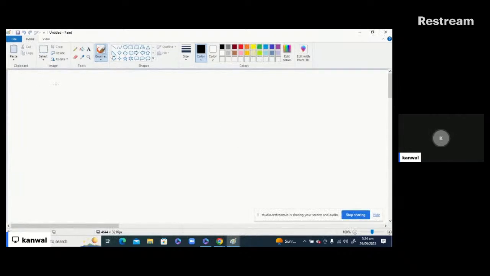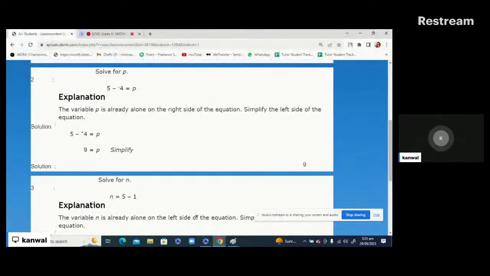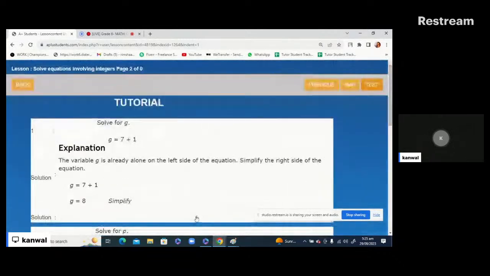Alright, let's do this one. 7 minus into minus 3, that is equal to x. There are again two minus signs. It means that 7 plus 3 is 10, that is equal to x. Okay. Now let's do some test questions.